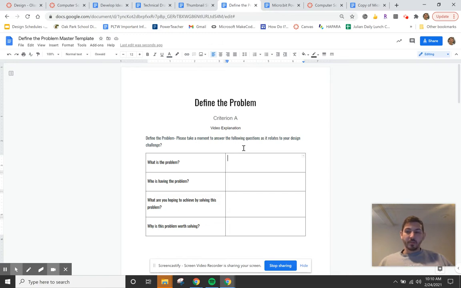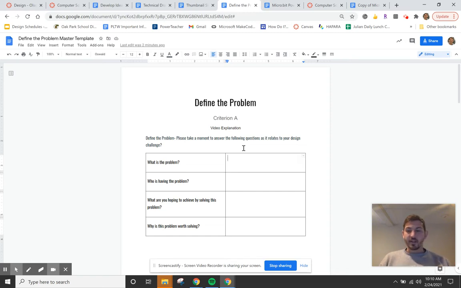So some of these projects, we're basically telling you, here's what you're going to be making. But that's not the problem. The problem is not, I need to make this. The problem is, what is that object that you're making? What problem is that solving? Okay, so for instance, if your project is to build a birdhouse, what problem is that solving when you actually build it?